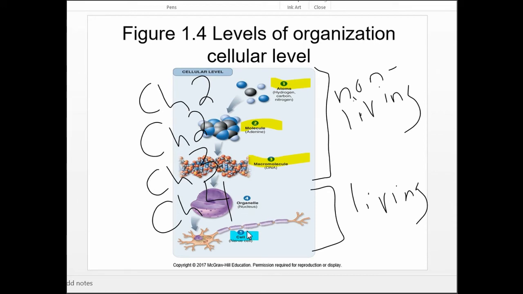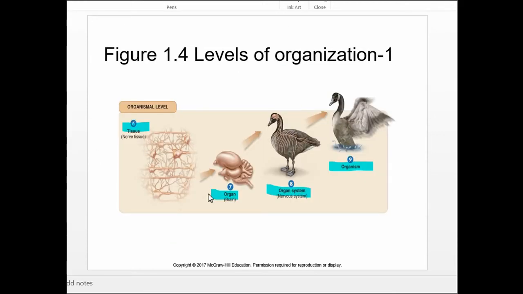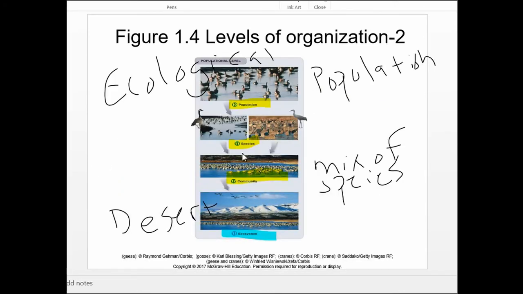Then we moved on to living, the cellular level, which contains organelles. That's part of that living cell. Then we went on from tissue, organ systems to organisms. And then finally moving up from population to species, to a community, which again is a mix of species, and then an ecosystem, which would be your mix of communities.